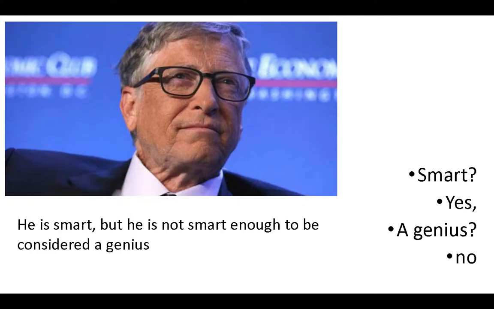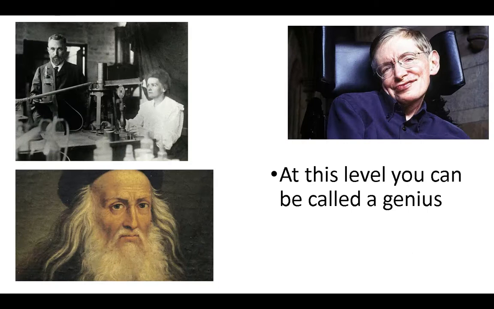Okay? Let's have a look at this guy, Bill Gates. Is he intelligent? Is he smart? Yes, he is smart. But can we call him a genius? Like a genius? No. I mean, he's very smart. Very smart. But he's not smart enough to be a genius, right? Because to be a genius, you need to be at this level. You need to be at the Curie family level. You need to be at Mr. Hawkins level or Da Vinci's level.